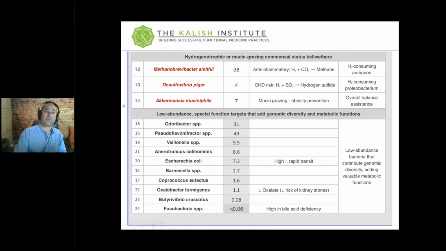So you start to think of these in terms of functional groups, and the other issue is the 3 bellwethers, M. smithii, D. piger, and Akkermansia muciniphila. Okay. And the M. smithii, hydrogen consuming, and its name implies what it makes. It makes methane. Okay.